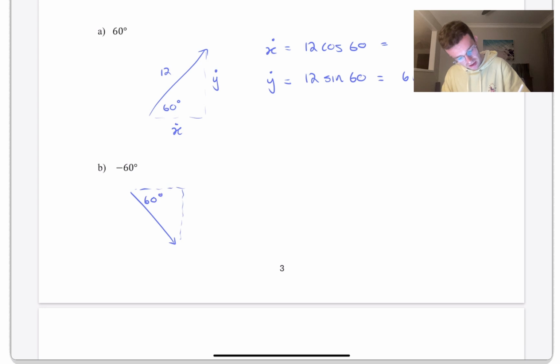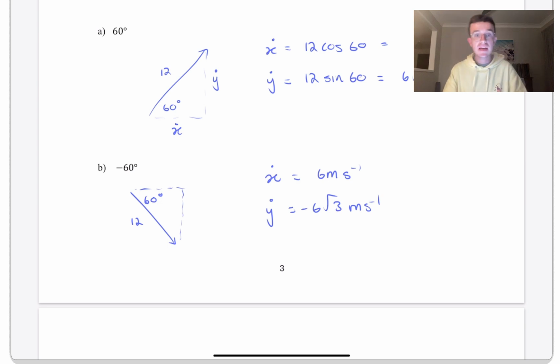60 degrees is there, 12 meters per second is there. Now this means x dot is still going to be 6 meters per second, 12 cos 60, and y dot is still going to be 6 root 3 meters per second, 12 sine 60, but it's going down, so this is going to be a negative velocity. So we're going downwards.